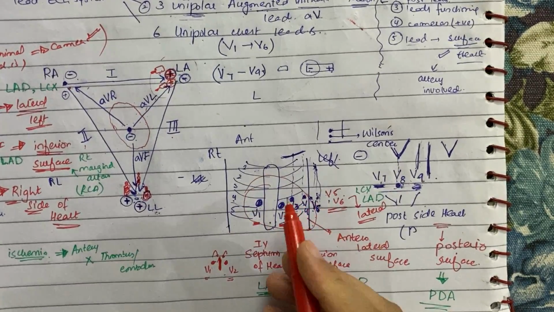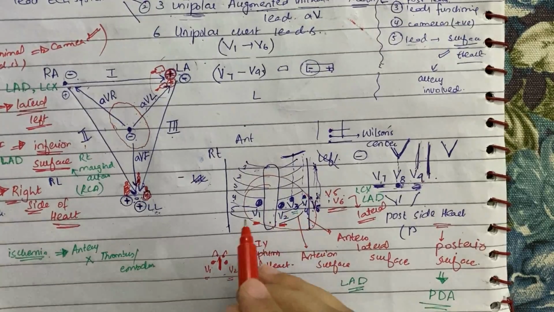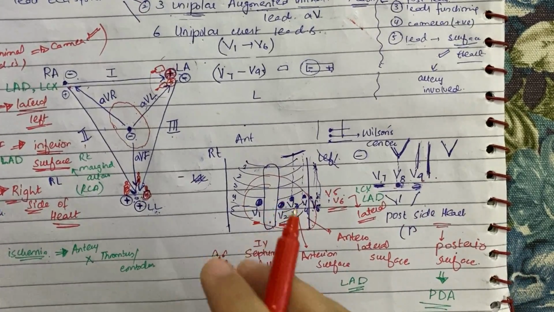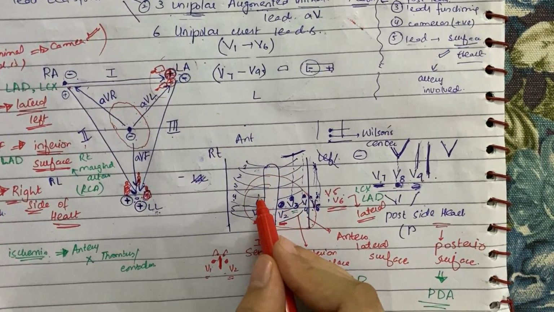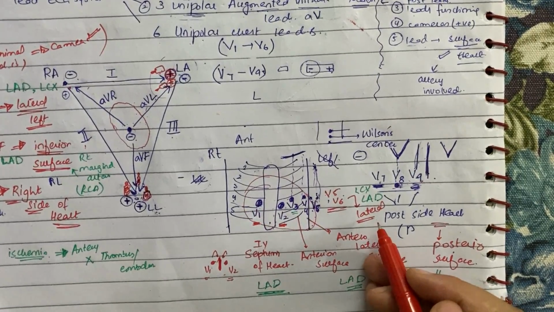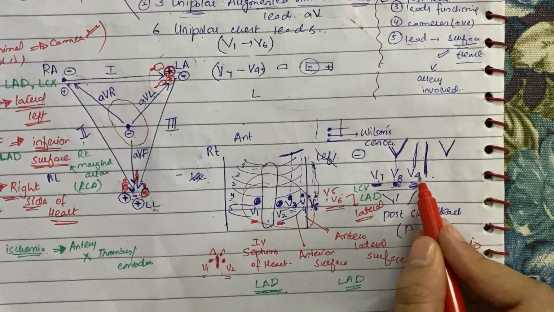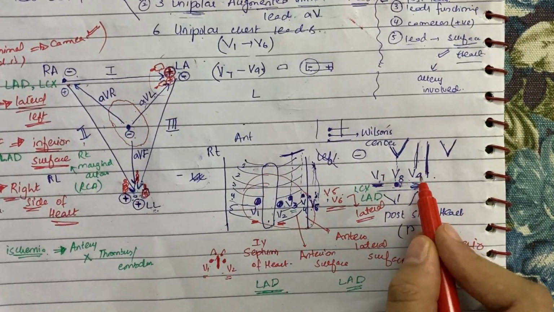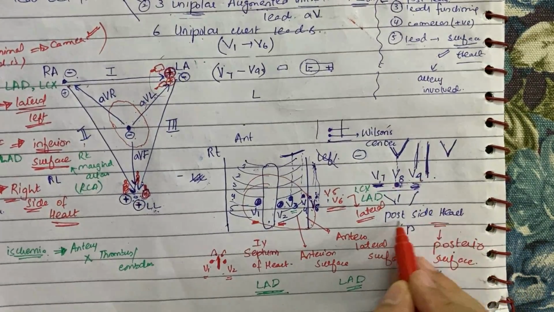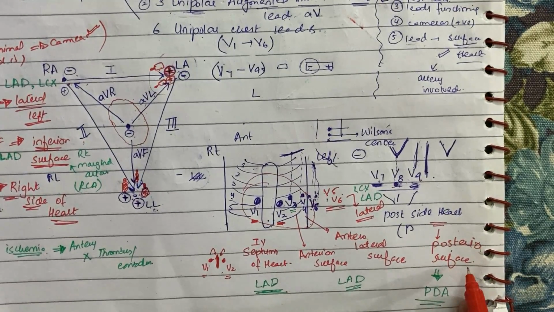So for chest leads, wherever the lead is present, that is their positive terminal. That means that the camera is placed there. So wherever they are present, under it which surface is present, they are seeing that surface of our heart, as I've told you before. Talking about the posterior leads, V7, V8, and V9, we use these to visualize the posterior side of our heart, so they basically show the posterior surface of the heart.